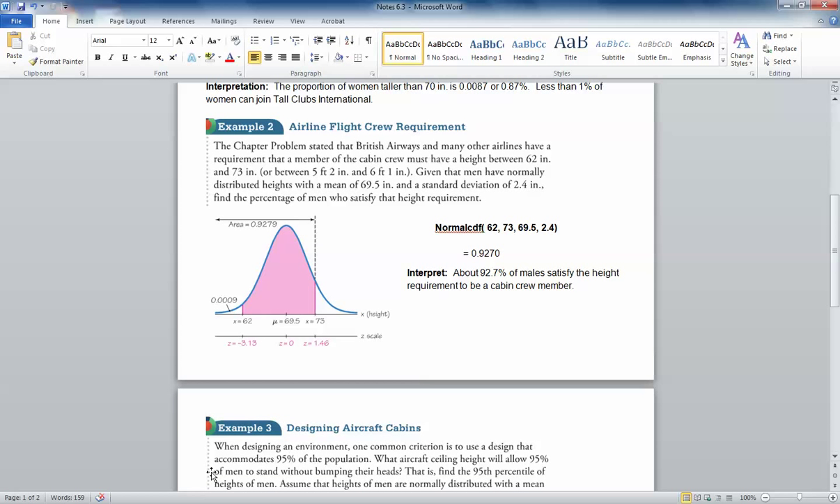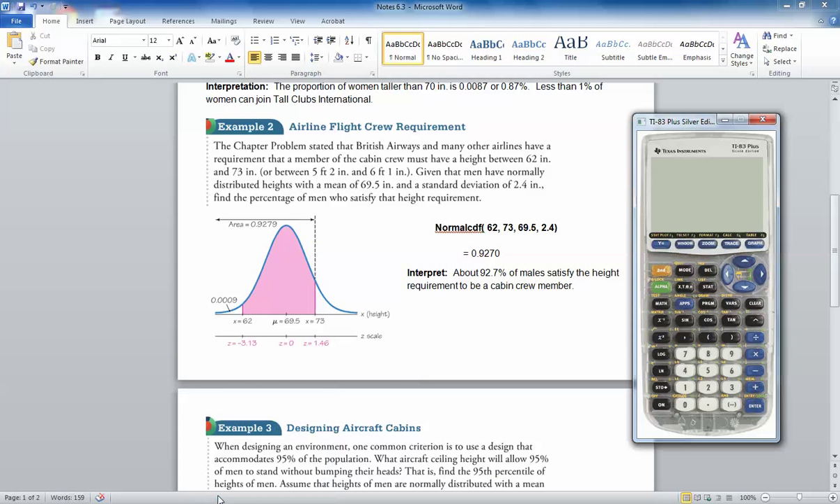The airline flight crew requirement. All right, in our chapter problem, it stated that British Airways and many other airlines have a requirement that a member of the cabin crew must have a height between 62 and 73 inches. Given that men have normally distributed heights with a mean of 69.5 and a standard deviation of 2.4, find the percentage of men who satisfy the height requirement.